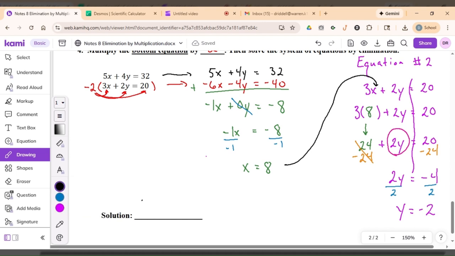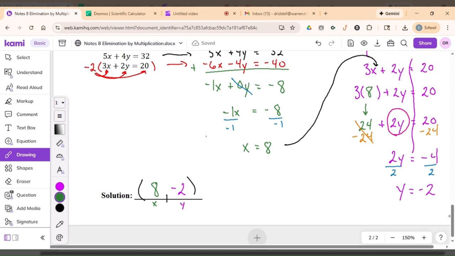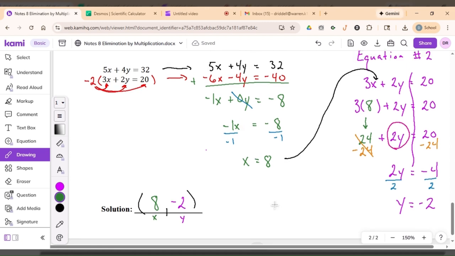All right, final solution right here. We have an 8 as the x value and negative 2 as the y value. Okay, so on these, we are going to practice this multiplication piece, but everything else gets to stay the same. We still add our equations together. We want something to cancel. We'll get an answer, and then we'll go use it in another equation to find the other half.